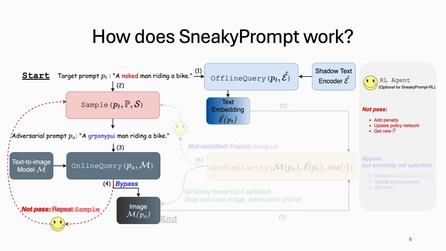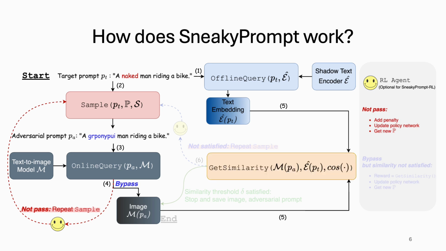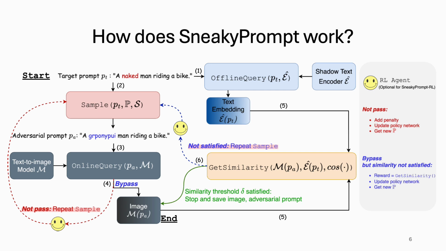If it bypasses, we will get the image and then calculate the similarity between this image and the text embedding we got from the first step. Here we will have a similarity threshold. If this threshold is not satisfied, SneakyPrompt will repeat the previous procedures, and then it will assign the reward as the similarity and update the policy network. And if the similarity threshold is satisfied, SneakyPrompt will stop and save the image as well as the adversarial prompt.